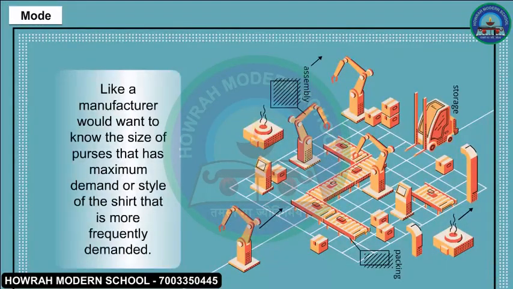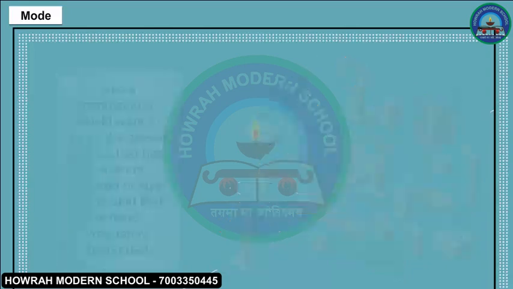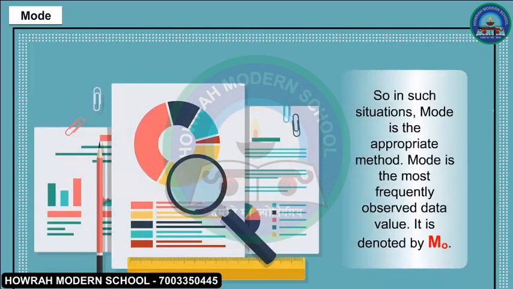Like a manufacturer would want to know the size of purses that has maximum demand, or the style of shirt that is more frequently demanded. So in such situations, mode is the appropriate method. Mode is the most frequently observed data value. It is denoted by MO.